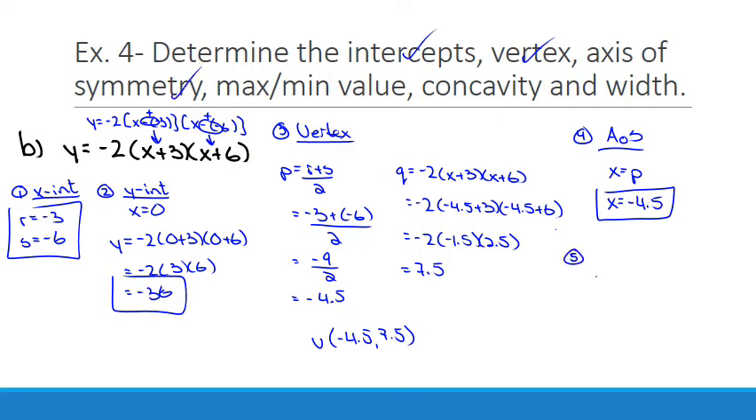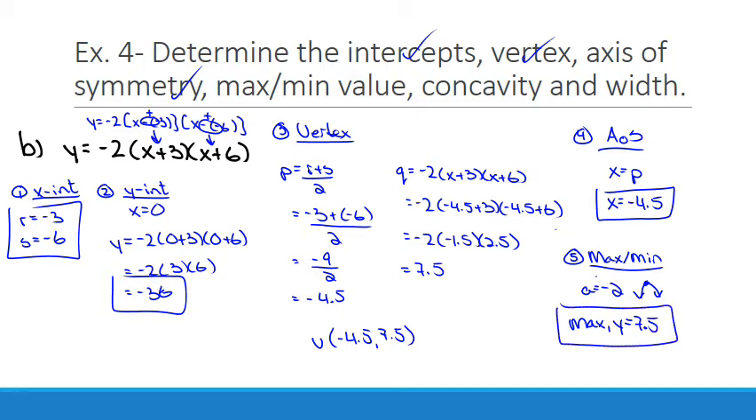Fifth one, max or min. Again, that is based on your a value. So in this one, a is equal to negative 2. That means it is frowning. And so your vertex would be at the top. So I'm going to have a maximum value for this. And it's going to be y equals whatever your y coordinate is in your vertex, which is 7.5. Okay, so that's max or min.